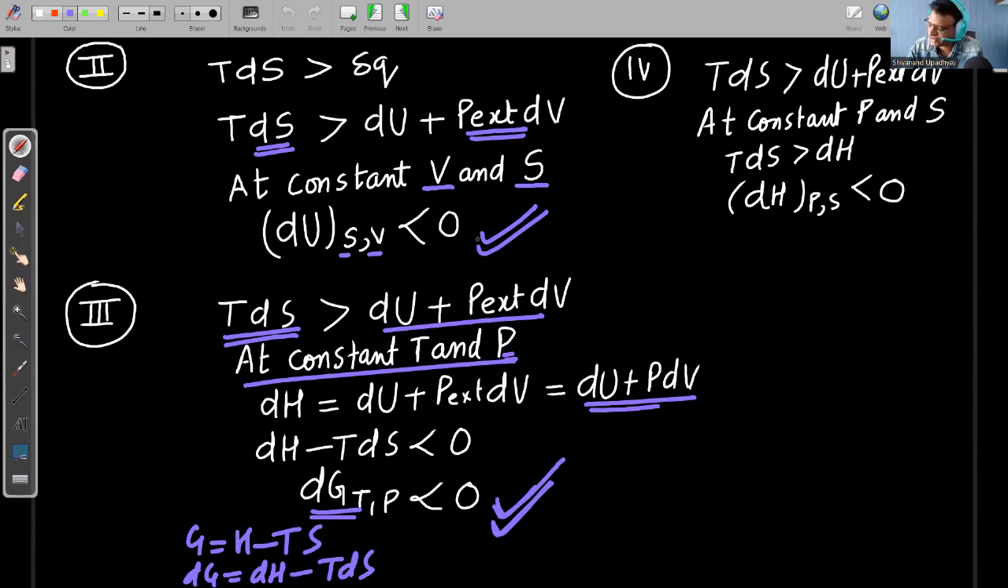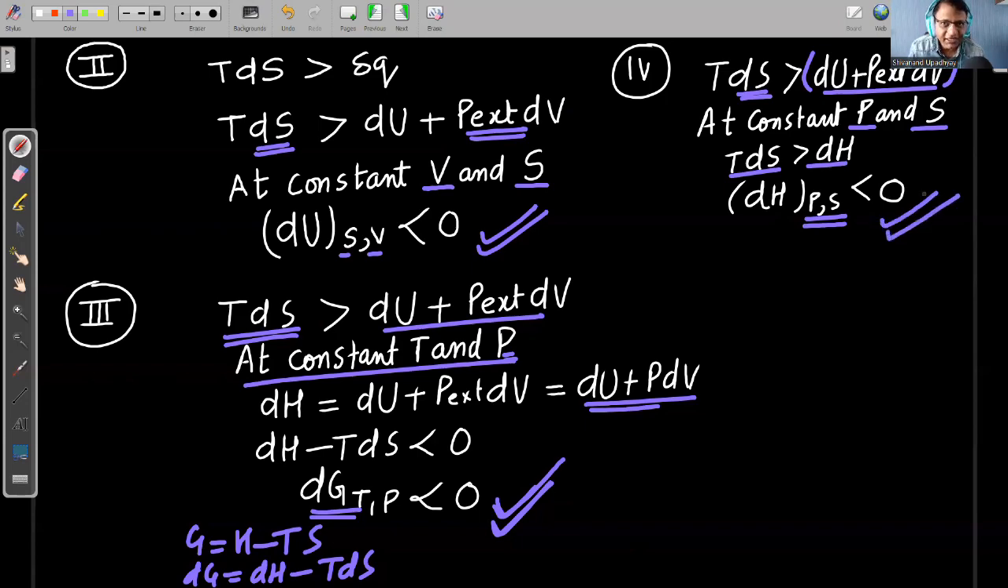In the same way, you can derive this fourth relation. It is also a very simple relation. Let us see. TdS is greater than or equal to dU plus, in place of dq, by using the first law of thermodynamics. If pressure and entropy are constant, entropy is constant so dS is 0. Pressure is constant means this will be P dV. So dU plus P dV is dH. So if entropy is constant, the change in enthalpy at constant pressure and entropy should be less than 0 for a spontaneous process.